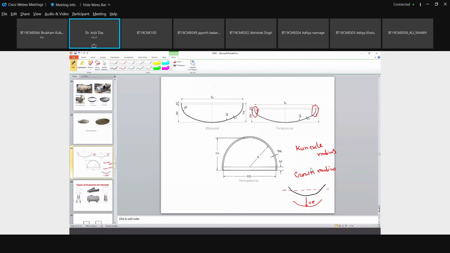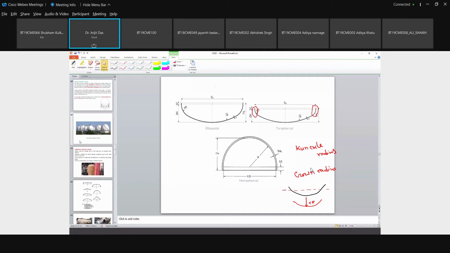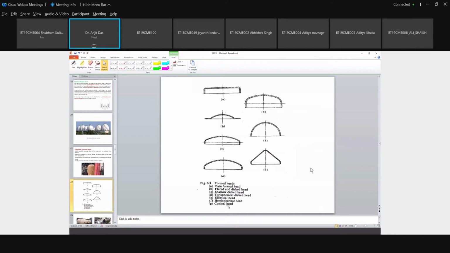Now there is no knuckle radius in the hemispherical head. All are the radius of the sphere. But for the other types of formed heads, elliptical or ellipsoidal, toruspherical, and the conical, shallow disc, all have two radii. Now, it depends on the values of these two radii.